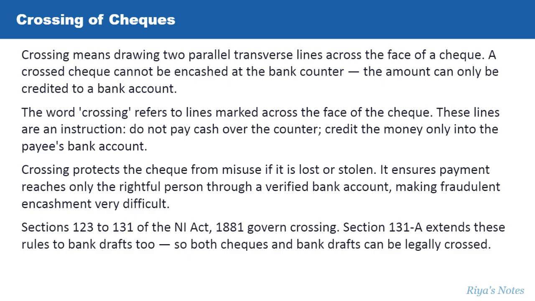Crossing protects the check from misuse if it is lost or stolen. It ensures payment reaches only the rightful person through a verified bank account, making fraudulent encashment very difficult. Sections 123 to 131 of the NI Act, 1881 govern crossing. Section 131A extends these rules to bank drafts too, so both checks and bank drafts can be legally crossed.